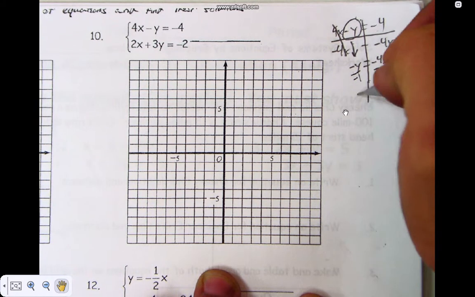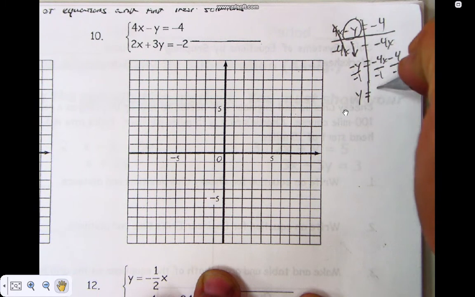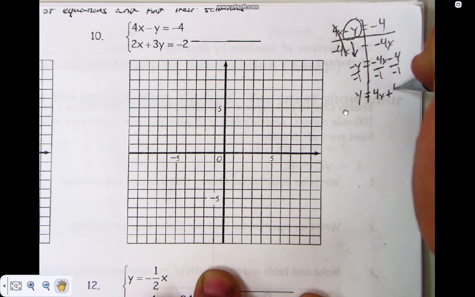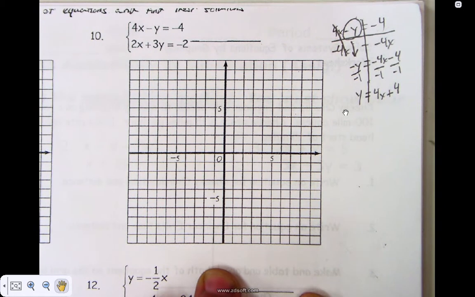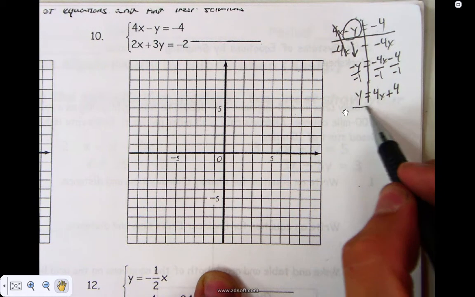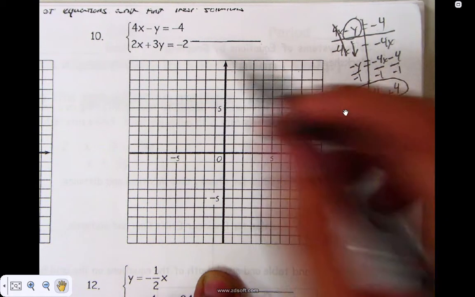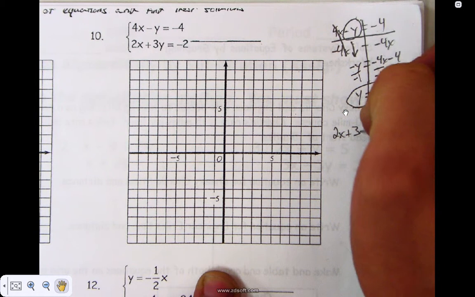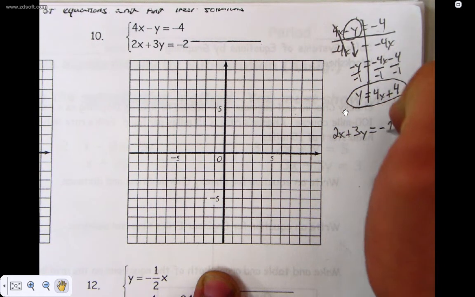So we're going to have y equals positive 4x plus 4. So that's one equation. Let's go ahead, I'll circle that. Let's do this one. So we've got 2x plus 3y equals negative 2.